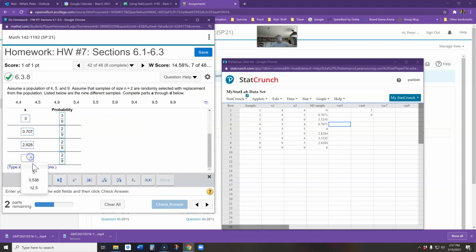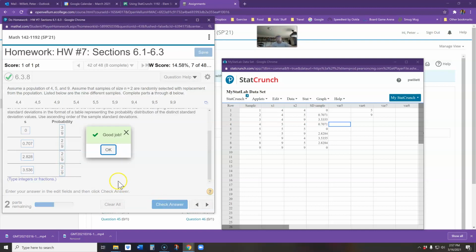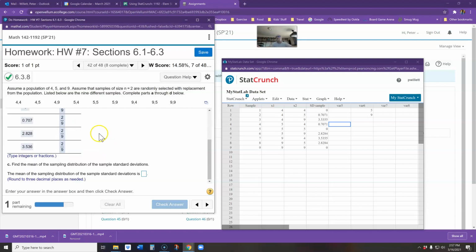And that is for the higher value of 3.536. So I can see each of the 9 different standard deviations here. Then I can tally up, listing their distinct values here, and what the likelihood is of getting each of those there. Let's see if it likes the 3/9. Yeah. All right, so right off the bat, that's very challenging for students to understand when they first read this problem. So hopefully this will be helpful.